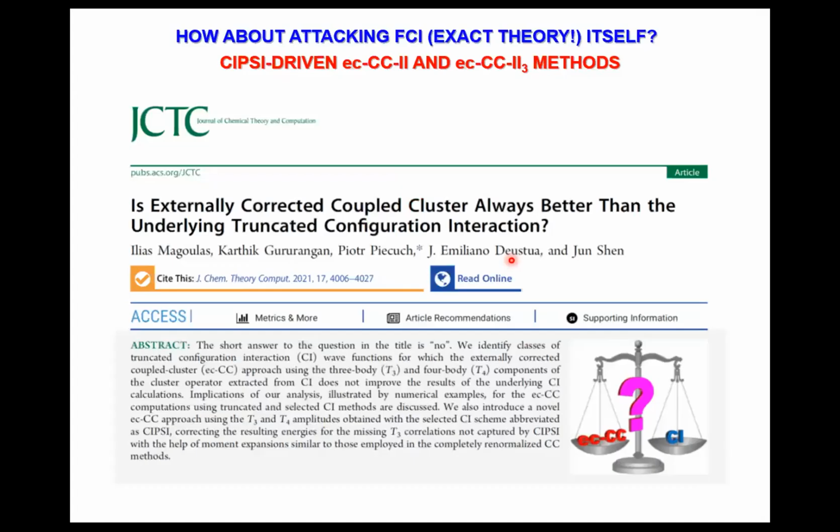And at the end, let me just mention, I will definitely not get into details, that just like in the case of CC(P;Q), we can replace Monte Carlo by CIPSI and essentially extrapolate the full CI energetics out of the relatively small CIPSI runs by using the idea of externally corrected coupled-cluster.